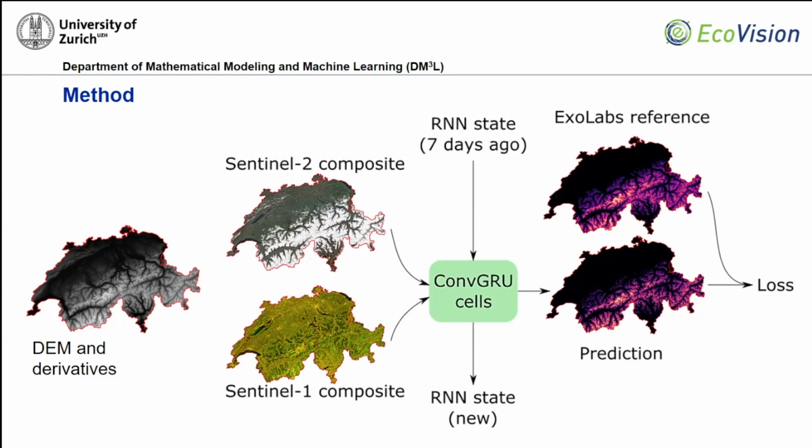Then the reference data comes from our partner in the project, a startup company called ExoLabs. ExoLabs has developed a method that uses an unsupervised approach for snow depth prediction and mapping based on spectral indices. There's a lot of work out there that uses simple spectral indices from Sentinel-2 images or MODIS data and so on to estimate the snow depth. And it's calibrated using point measurements on the ground.